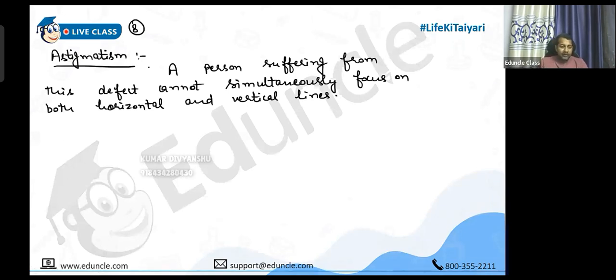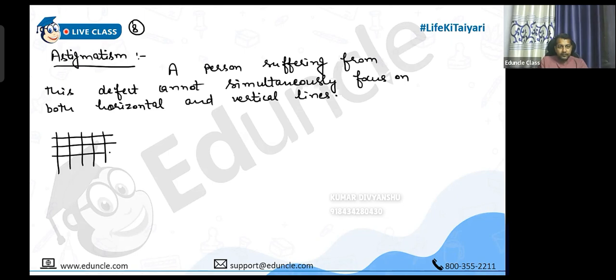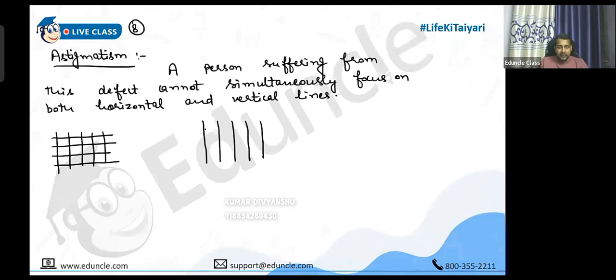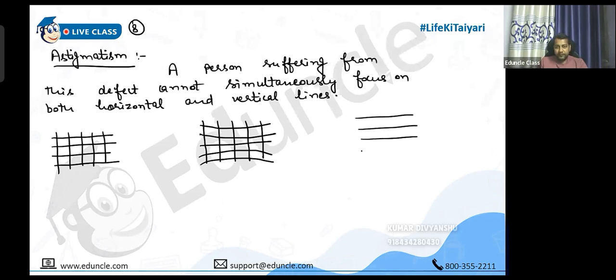Actually, I will have to take the help of software, because first of all, I have to draw the straight lines. Actually the lines are like this, but the person who is suffering from this defect will see the lines like this, or either like this. One minute. This is the normal wire gauge.